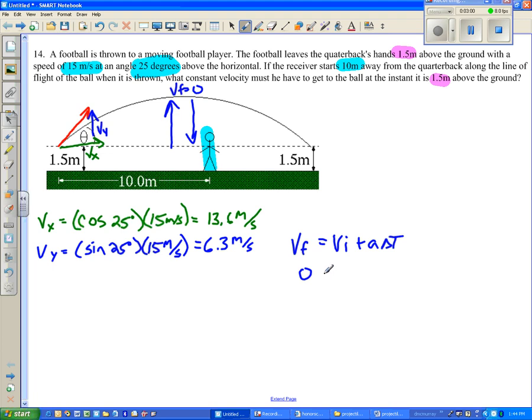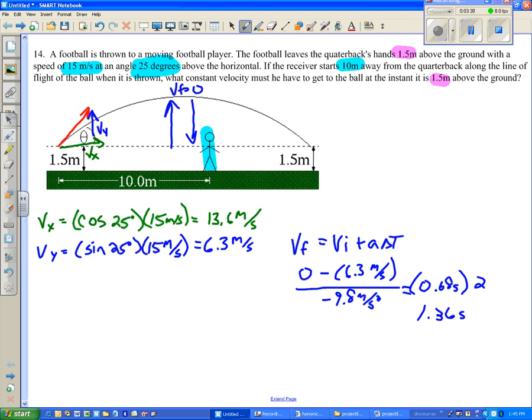And that'll lead to 0 minus 6.3 meters per second all over the acceleration of gravity, which is negative 9.8. This is going to afford us half the time, which comes out to 0.68 seconds. And I'm going to multiply that times 2. And the reason I'm going to multiply that times 2 is that's going to get us twice the value. We multiply 0.68 times 2, and we get 1.36. So we have the journey up and the journey back down, and we get a total time.